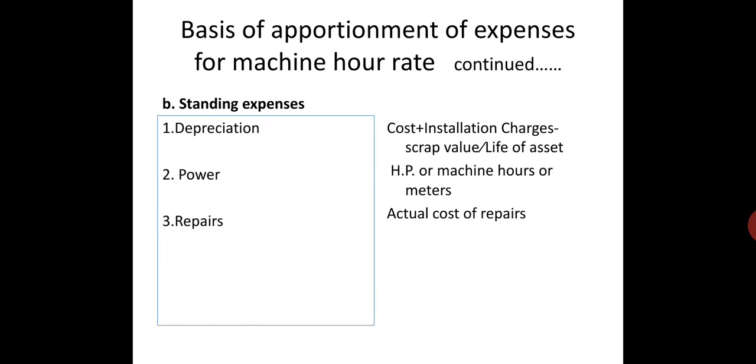Next, standing expenses. Under that, depreciation is apportioned on the basis of cost plus installation charges minus scrap value, divided by life of the asset. Power is on the basis of HP or machine hours or meters. Repairs, actual cost of repairs.